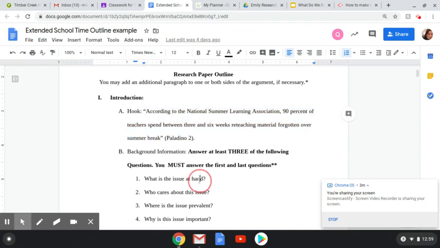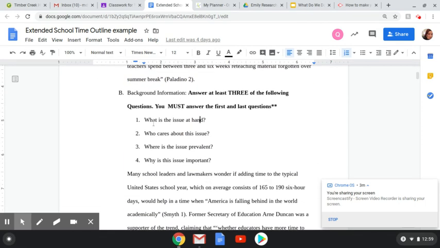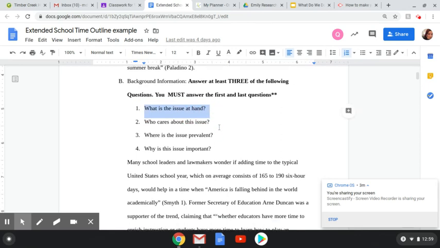And then you have to answer a couple more questions to get yourself to that thesis. So what is the issue? If you need to define it, if it's something complicated, define it in your background information. Who cares about the issue? So who is affected by this? Obviously, my issue, it affects teachers, students, parents, communities, lawmakers, because they're all involved in public schooling. Where is the issue prevalent? I'm obviously only talking about the United States, but where does your issue apply? And then why is this issue important?